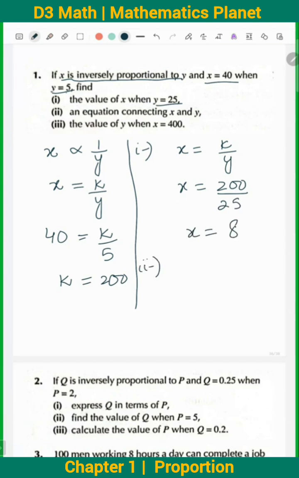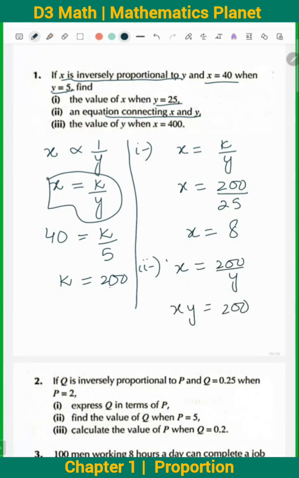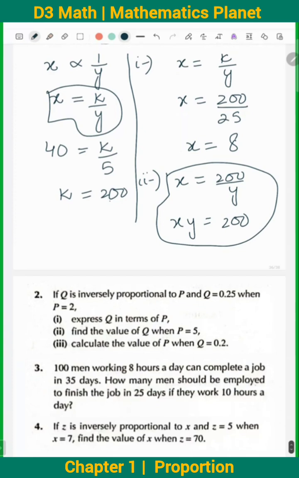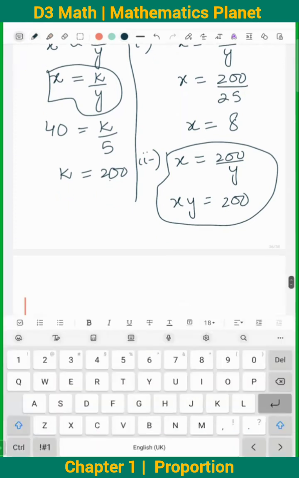Okay, number 2. So you can see the methodology is the same. Again we write an equation connecting x and y. So we will take this equation. Just put the value of k here. x is equal to, what is k? 200 by y. So we can write xy is equal to 200 or x is equal to 200 by y. So this is the equation connecting x and y. Okay. Then find the value of y when x is equal to 400. We need a little space to do the third part.